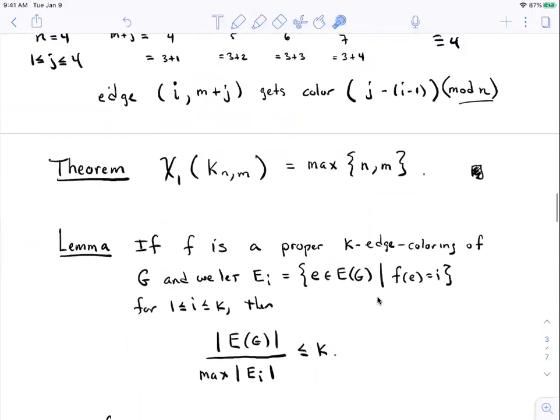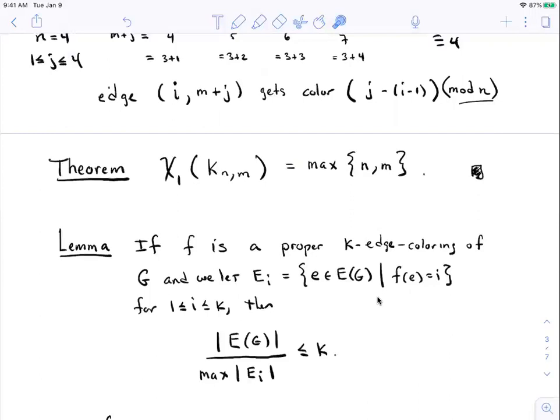So here is a little lemma I need. My next goal is I want to look at the edge chromatic number of complete graphs. And this is going to be a little step towards formulating that result. So let's suppose that we take a proper k edge coloring of some graph G.